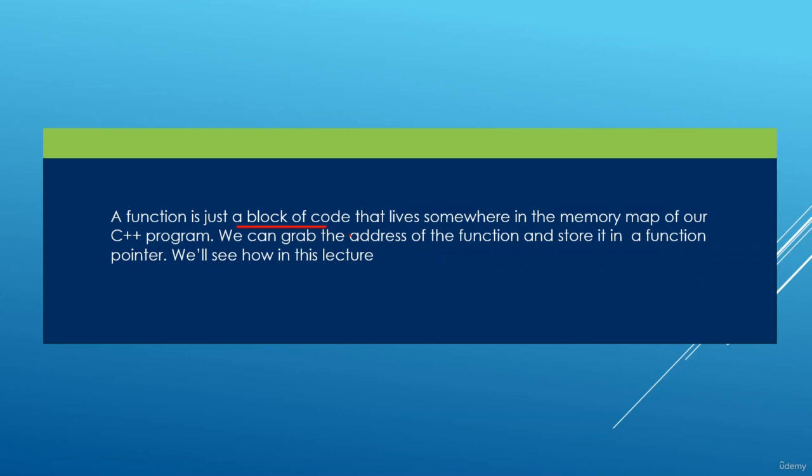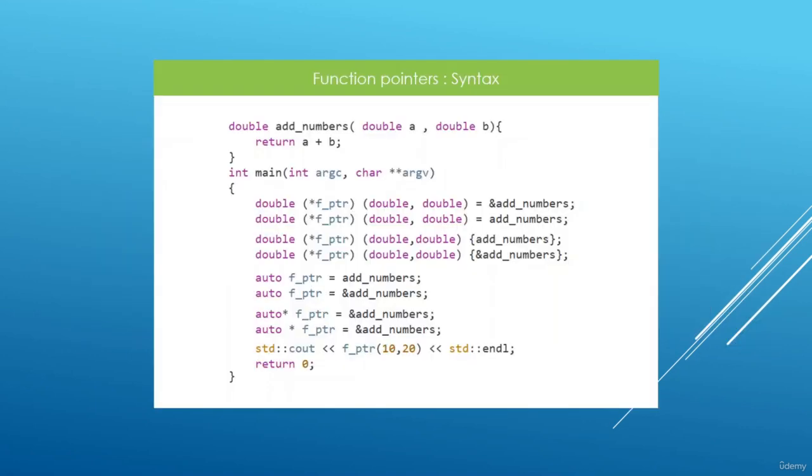Let's first look at the syntax of how we can do that. Here is a simple example. We have a function to add two numbers. It's going to return double. It's going to be taking two parameters of double type, and it is going to do whatever it does in the body of our function here. Now, if we go in our main function, we're going to see different syntaxes we can use to set up function pointers. And the first one is what you see here.